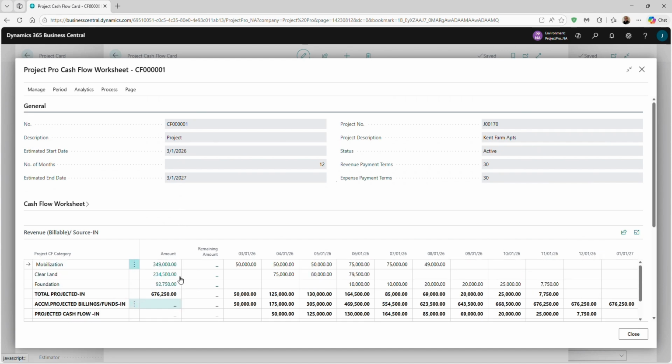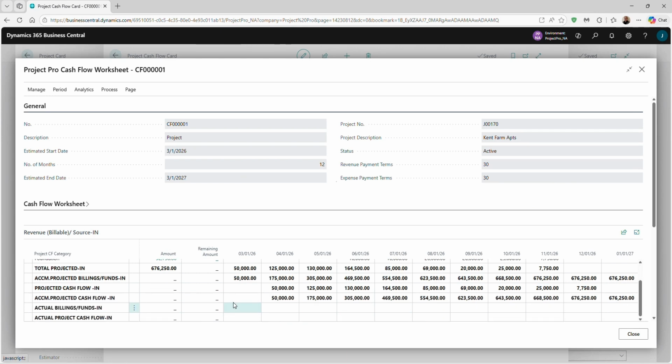Once we've inputted the figures, we'll see the total project expectations below. For instance, $50,000 in the first month, then $125,000 in another month, $130,000 the next, and so on. This represents the monthly amounts, and the accumulation will display the accumulated figures. For example, 50 plus 125 equals 175, and so forth throughout the project's lifespan.